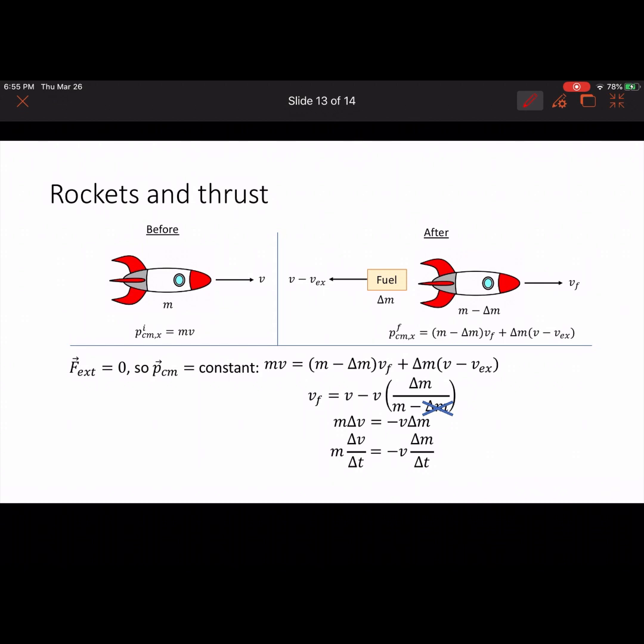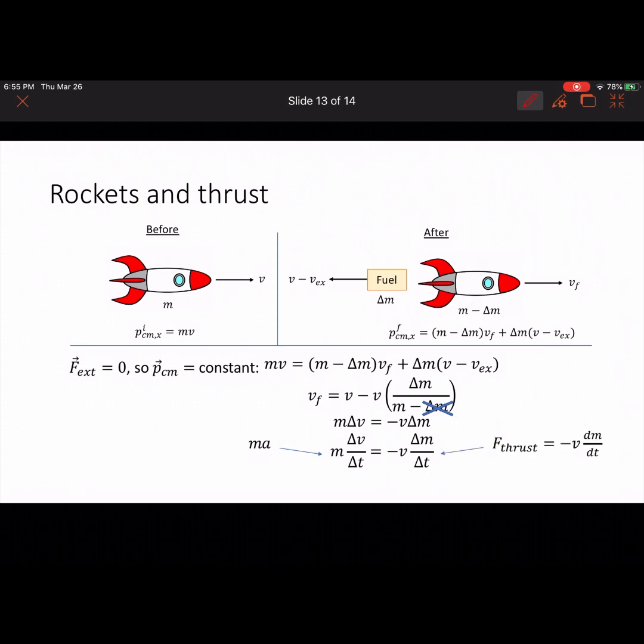the amount of time that this takes, some really short amount of time. And in the limit where this is a very, very quick process, so the limit delta t goes to 0, notice that this now starts to look a lot like Newton's equation. On the left-hand side, I get mass times acceleration. And on the right-hand side, I have some bizarre equation, negative v dm dt.